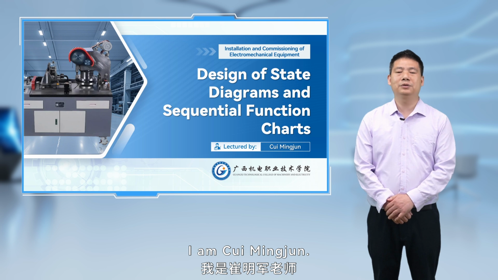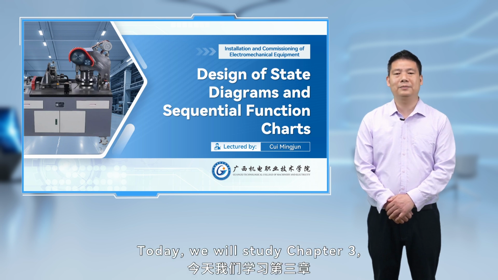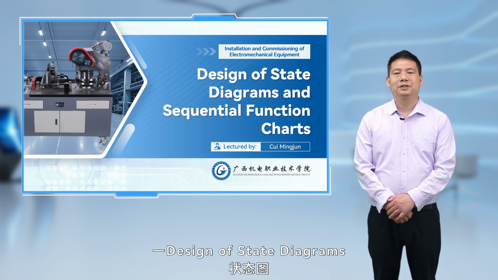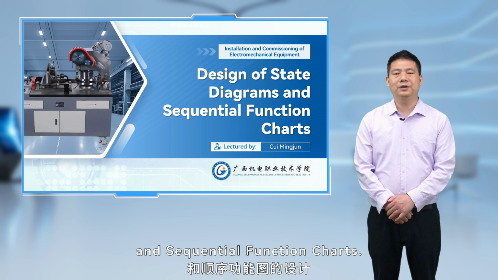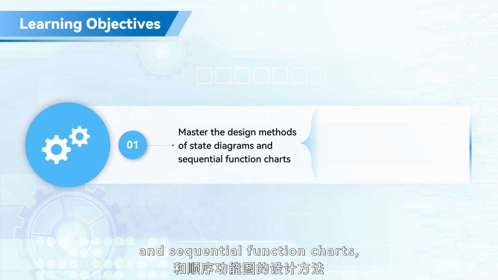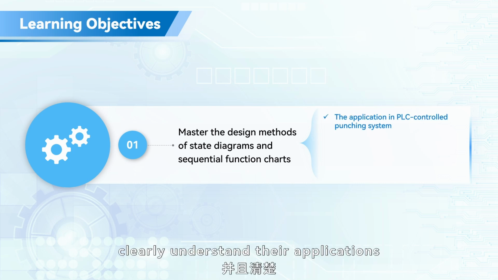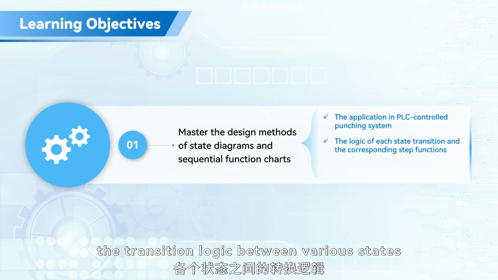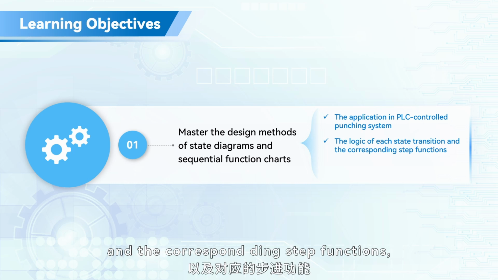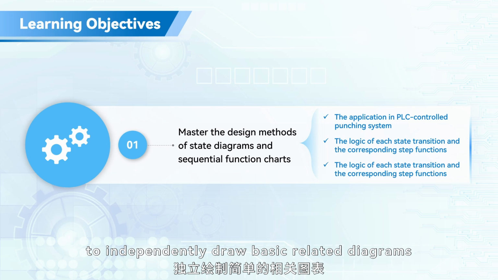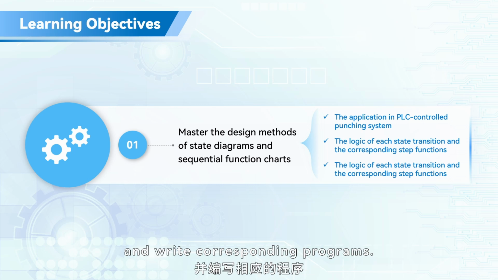I am Chui Mingjun. Today we will study Chapter 3, PLC Program-Controlled Punching on the Training Bench, Design of State Diagrams and Sequential Function Charts. In this lesson, you will master the methods for designing state diagrams and sequential function charts, clearly understand their applications in PLC-controlled punching systems, comprehend the transition logic between various states and the corresponding step functions, and ultimately be able to independently draw basic related diagrams and write corresponding programs.